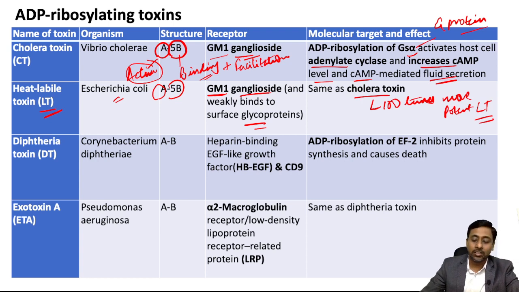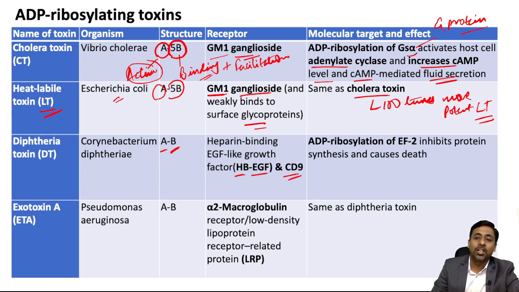Okay. Now the third one is diphtheria toxin. It is also an ADP ribosylating toxin produced by Corynebacterium diphtheria, and it has got only one A and one B subunit. And the receptor is heparin binding epidermal growth factor like factor, that is HB-EGF and CD9 receptors. Okay. And what it will do? It will do ADP ribosylation of EF2.